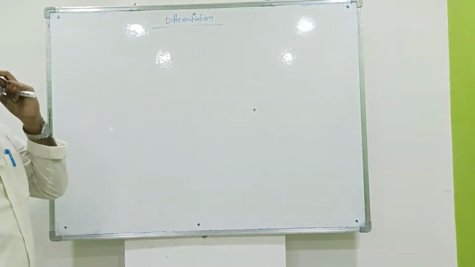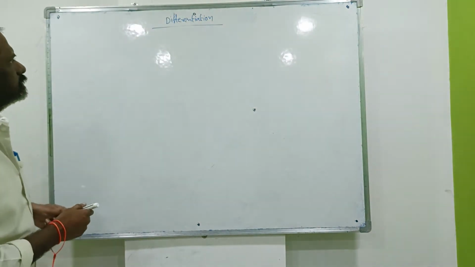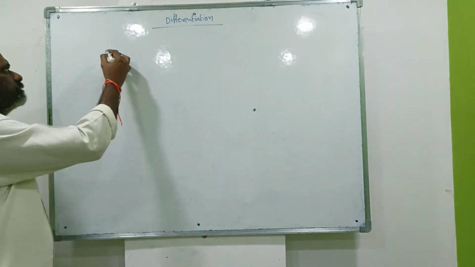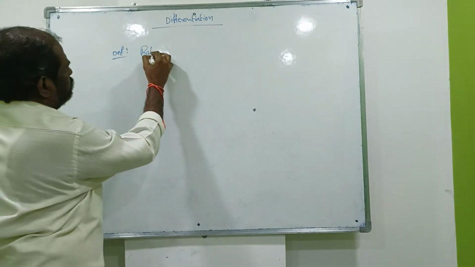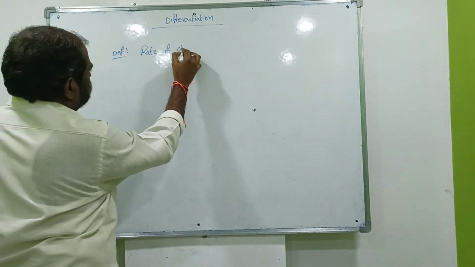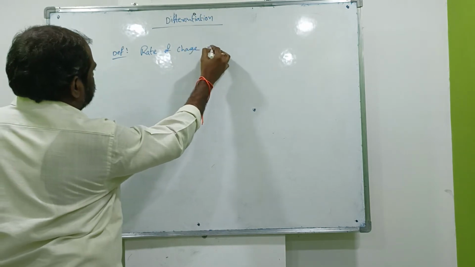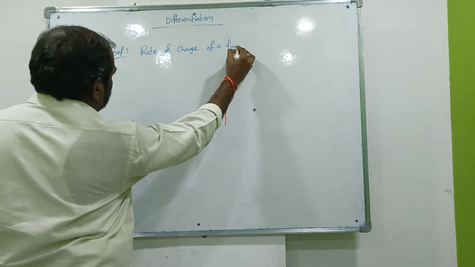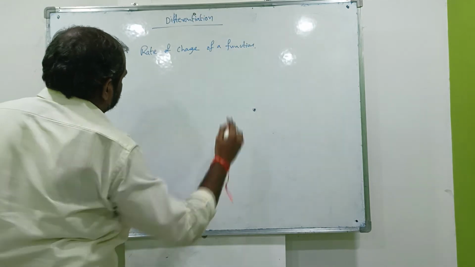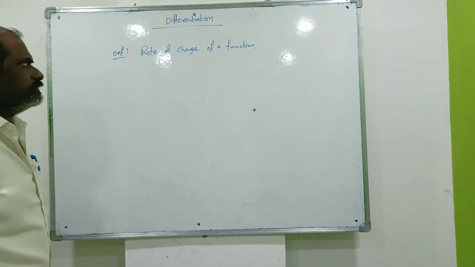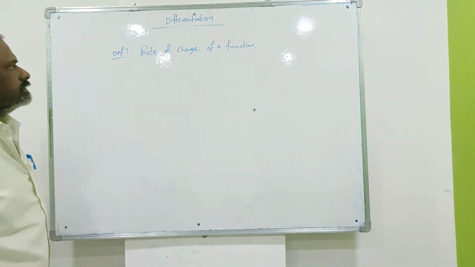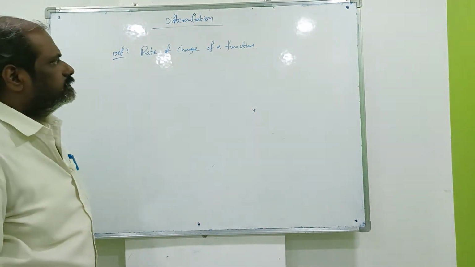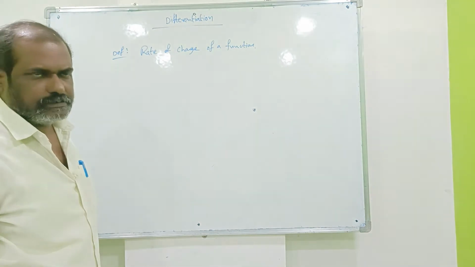Today's topic is differentiation. First, we discuss the definition of differentiation. What is the definition? Rate of change of a function. That is called the differentiation of a function. So differentiation is the rate of change of a function.